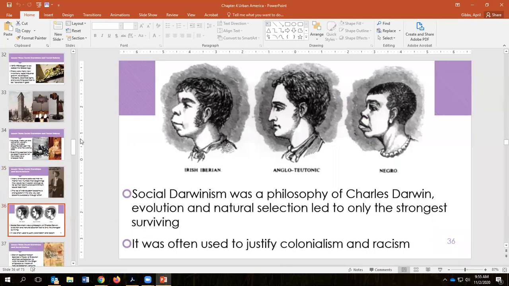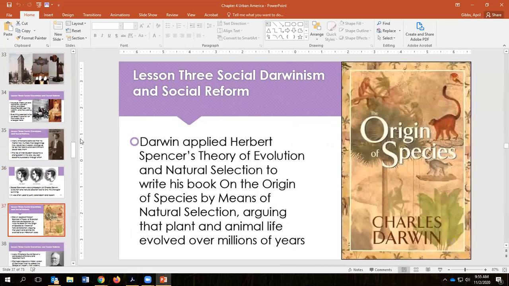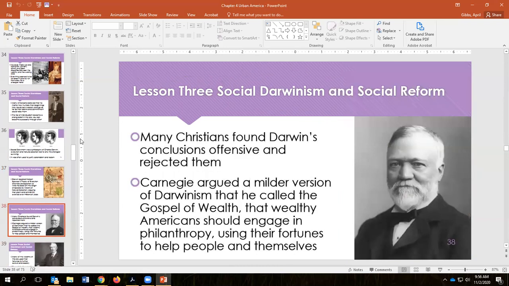Social Darwinism was a philosophy based on Charles Darwin. Evolution and natural selection led to only the strongest surviving. It was often used to justify colonialism and racism. Darwin applied Herbert Spencer's theory of evolution and natural selection to write his book On the Origin of Species by Means of Natural Selection, arguing that plants and animal life evolved over millions of years. Many Christians found Darwin's conclusions offensive and rejected them. Still to this day, they often do.